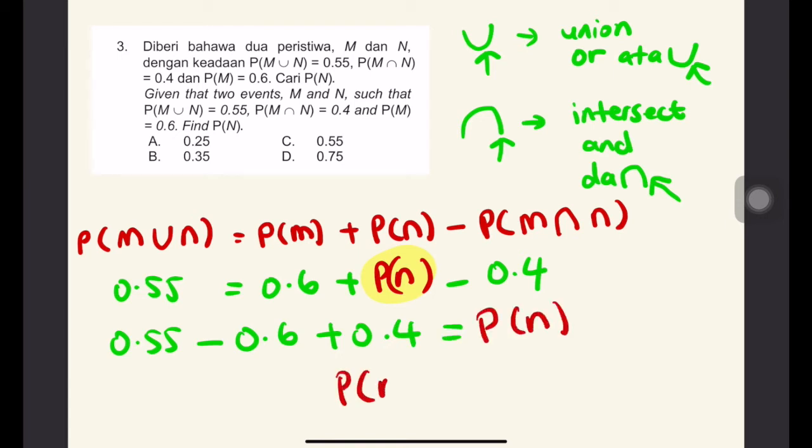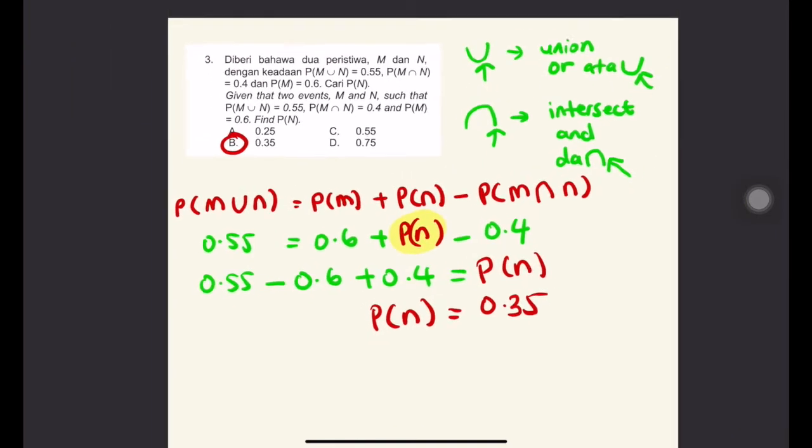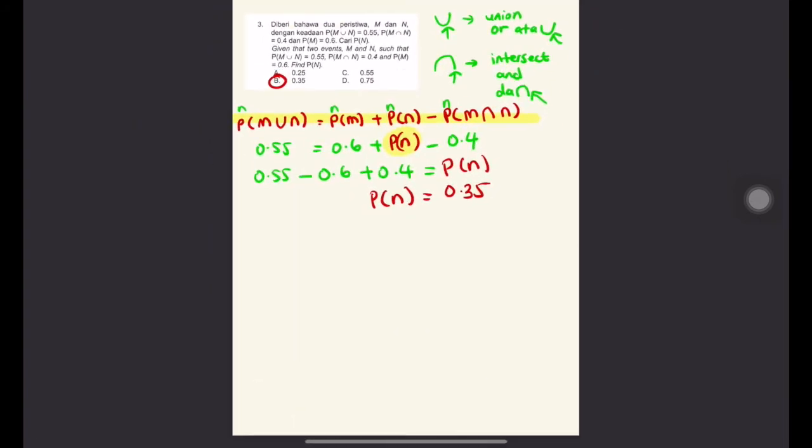So kira lah. So P(N) is equals to, so press your calculator. So your answer is 0.35. So dapatlah B. Boleh? So lepas ni tolong jangan lupa rumus ini. Rumus ini sangat penting. Okay, in probability chapter dan dalam chapter set yang awak dah belajar sebelum ni, cuma kalau chapter set ini akan jadi n(number). Jangan lupa. Okay, so let's proceed to number 4.